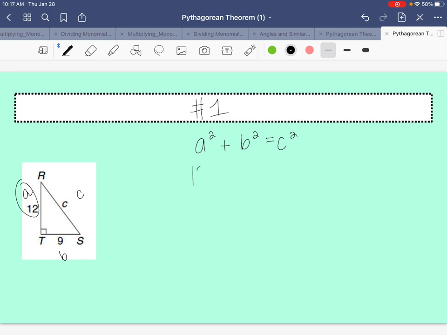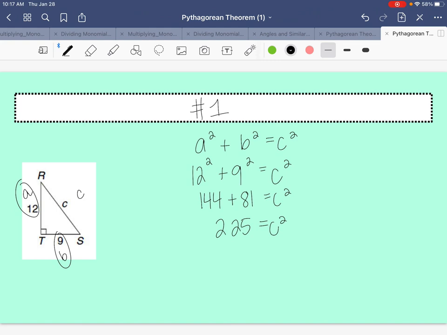I know A is 12, so 12 squared, plus B, which is 9, 9 squared, will equal C squared. 12 squared is 144, 9 squared is 81, and that will all equal C squared. When you combine 144 and 81, you get 225 is equal to C squared.